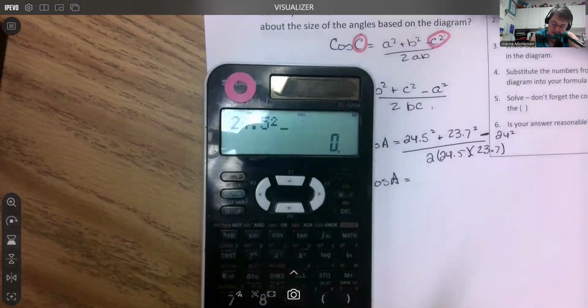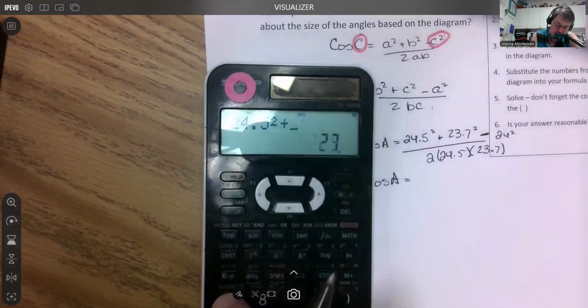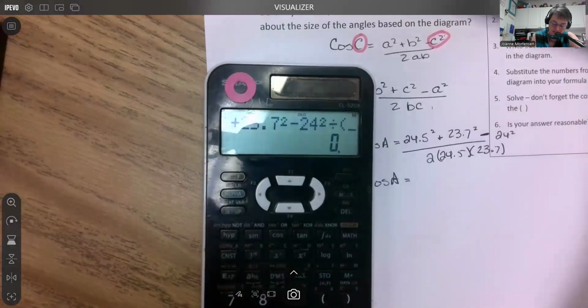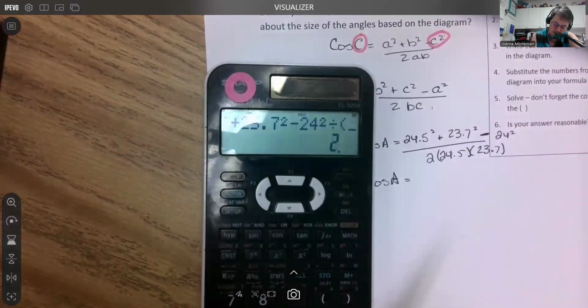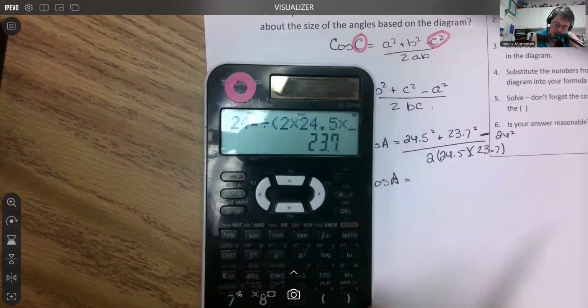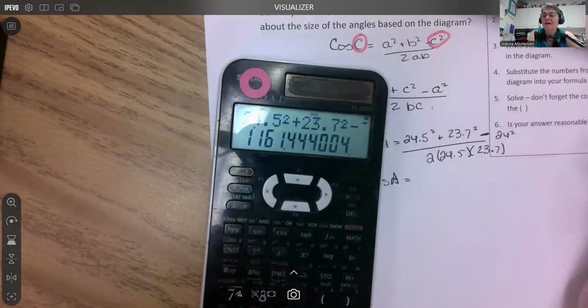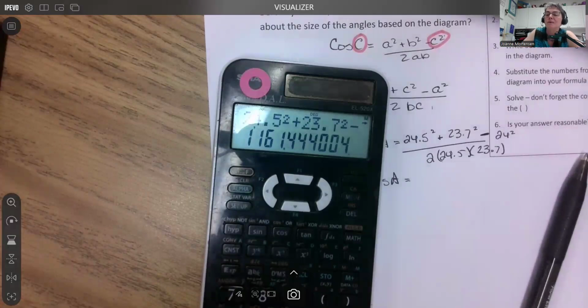24.5 squared plus 23.7 squared minus 24 squared divided by, I'm going to try brackets. Oh, and I think I lost my 2 on there. 2 times 24.5 times 23.7. Close my brackets. Okay, well, I'm going to do the only reasonable thing at this point. I'm going to pause the video and figure out what's going on with my calculator.